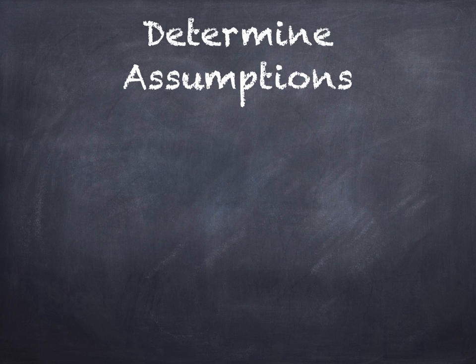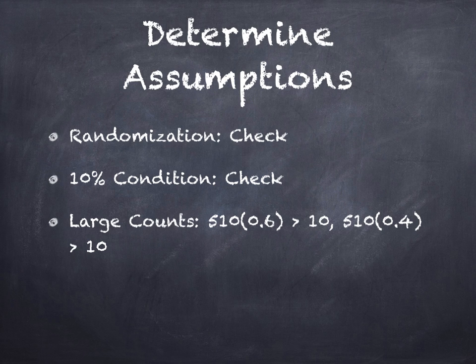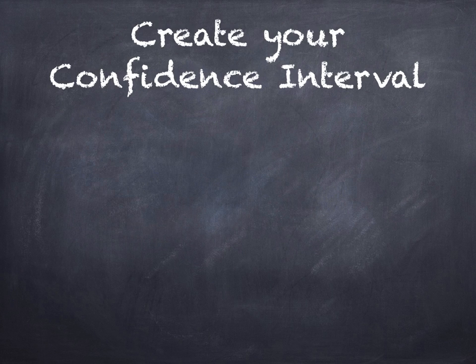So first we're going to look at the assumptions. Well, first it said it was a random sample, so check. 10% condition: 510 is for sure less than 10% of all adults in the United States. Large counts: 510 times 0.6 is greater than 10, and 510 times 0.4 is also greater than 10. So all of our assumptions are met, and we can give that a big fat check.